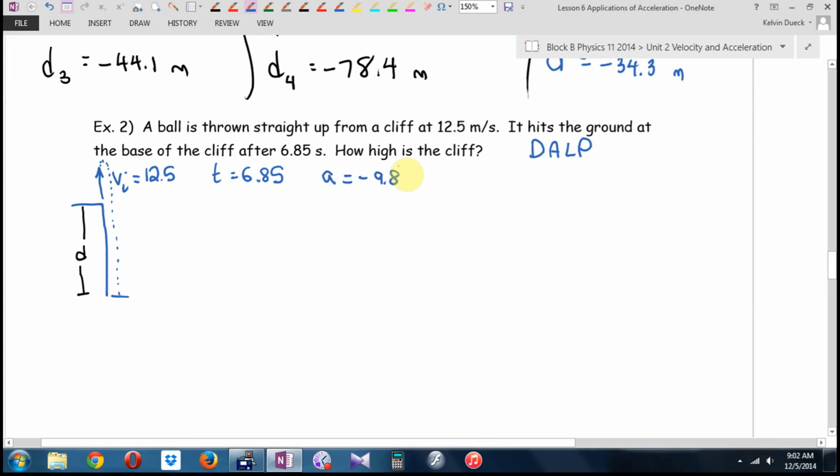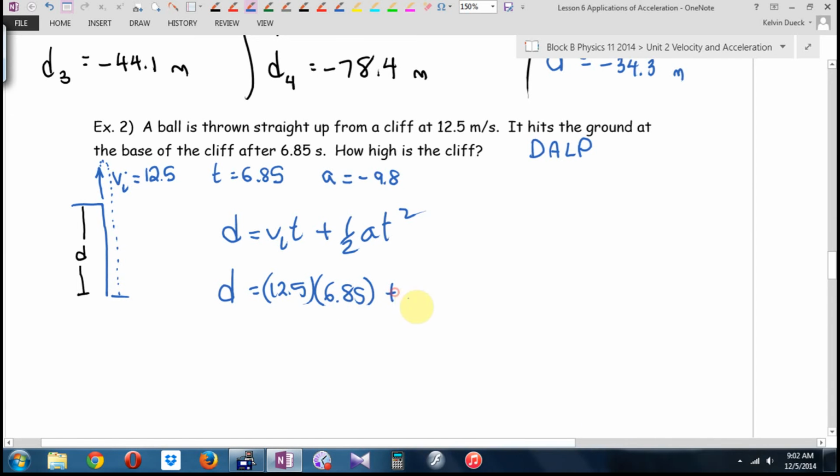What am I trying to find, Colin? Okay, so I'm looking for an equation that's got d, vi, a, and t in it. This one is kind of sounding familiar. Which is the one that has d, vi, a, and t in it? d equals VIT plus half AT squared. Conveniently, d is by itself already. Oh, I'll take that. So this is kind of plug and chug. It's going to be 12.5, 6.85 plus 0.5, negative 9.8, 6.85 squared.